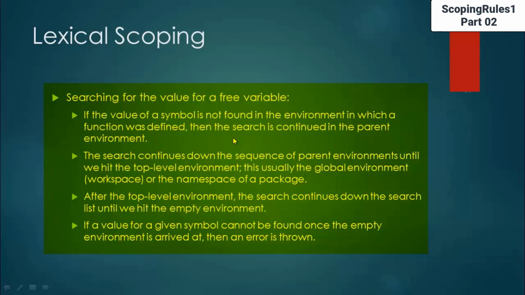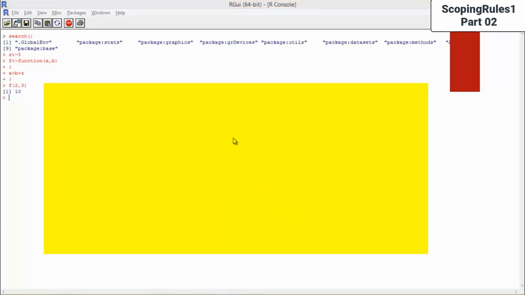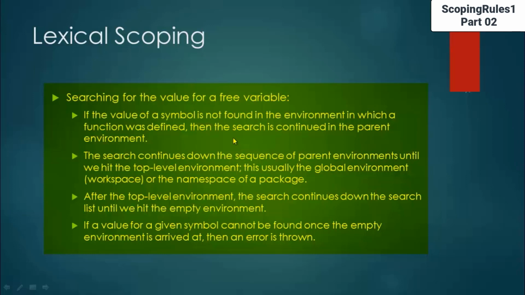So when I have declared z equal to 5 and use this function, what if a variable is not declared at all or within any kind of environment? After the top level environment, the search continues down the search list until we hit the empty environment. Once the search reaches the empty environment, you will decide that the variable is not available. If a value for a given symbol cannot be found once the empty environment is arrived at, you will get an error saying that the symbol is not available.